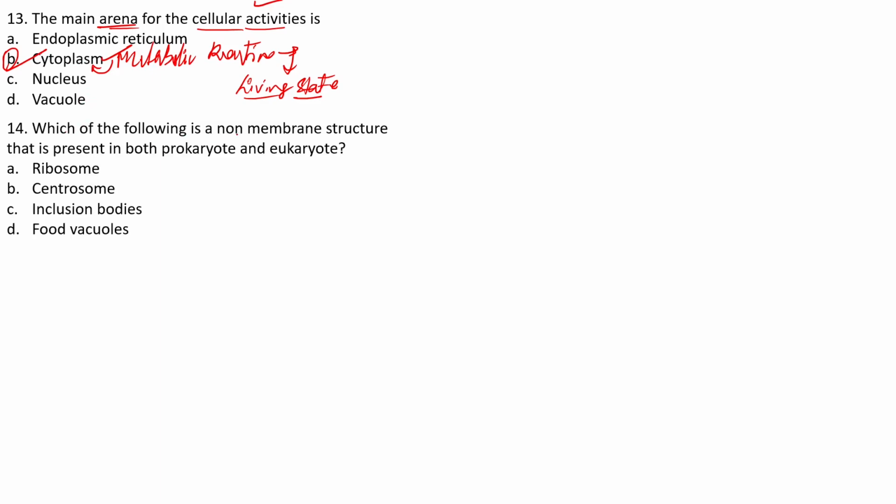Now, which of the following is a non-membrane structure that is present in both prokaryote and eukaryote? Ribosome, centrosome, inclusion bodies, food vacuoles. The answer we know is mainly the ribosome, right? Ribosome is mainly involved in protein synthesis. We have discussed this, right? And it is completely a non-membrane structure. Ribosome is mainly made up of RNA, and this special kind of RNA we call rRNA, that is ribosomal RNA, right? Yes, so it is a non-membrane structure.